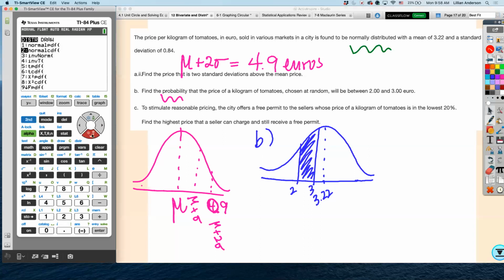So now you can go into your calculator, do normal CDF. What's my lower bound? 2. My upper, 3. My mean is 3.22. My standard deviation is 0.84. I do not write that in my calculator, on my paper. That stays in my calculator, nowhere else. Do I make myself clear? I draw the diagram if I want method points. And that is my probability.